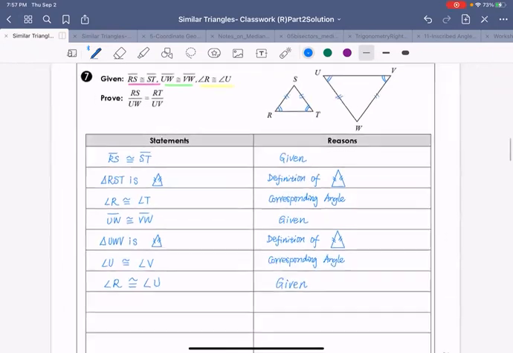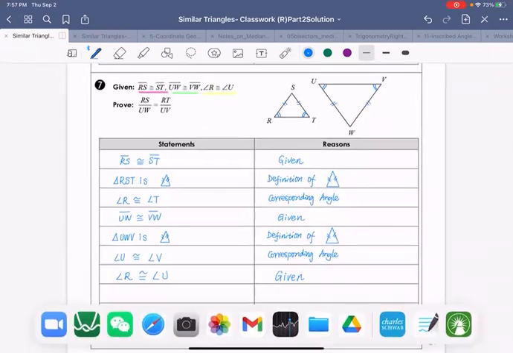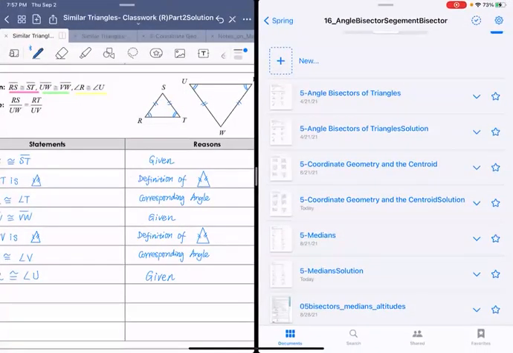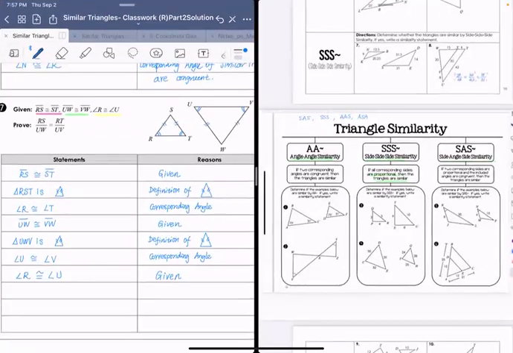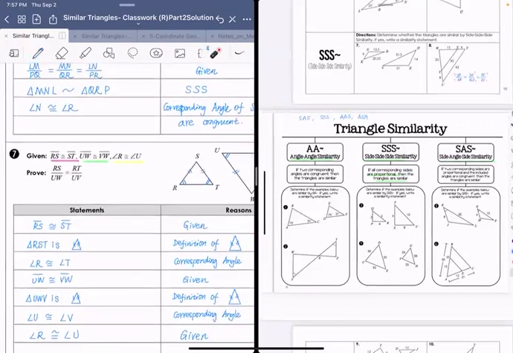Next, look at here. Based on what we learned last week, what do you think? SAS. If you want to have SAS, they ask you to prove these are proportional. They didn't give this as a condition, so you cannot use SAS. What about SSS? Do you have a condition saying the three sides are proportional? No. So SAS and SSS will not work.